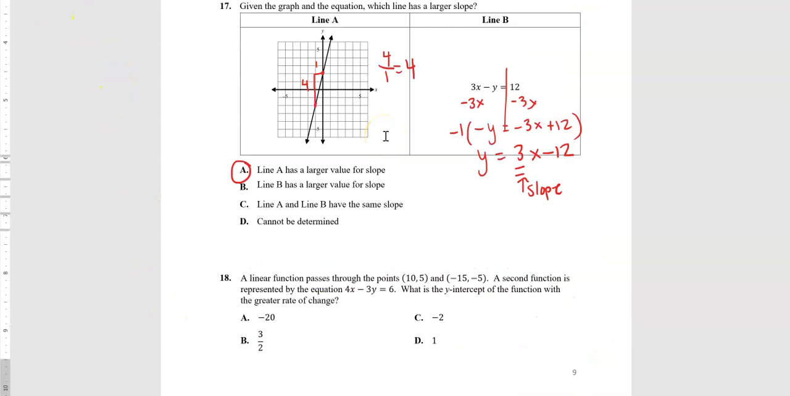All right, in number 17, we are comparing two different functions. You can see here that I just counted rise over run. You can also pick 2 points and use the slope formula to find your slope. The slope of line A is 4. And for line B, I had to rearrange my standard form equation into slope-intercept form so I could find my slope. I did that and found that the slope is 3. 4 is greater than 3, therefore line A has a larger slope.